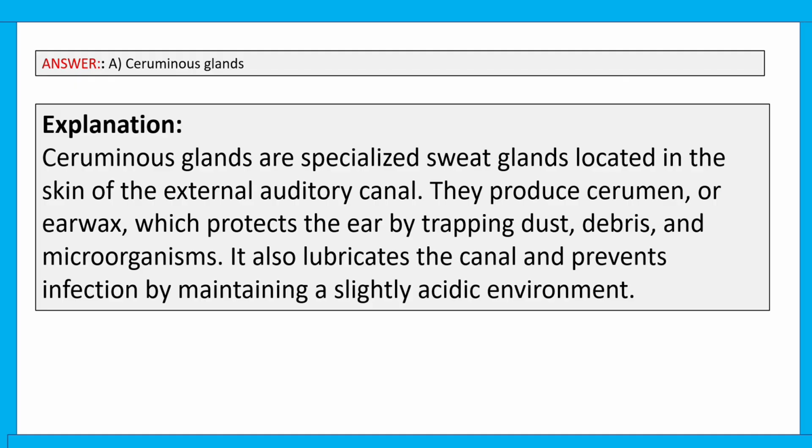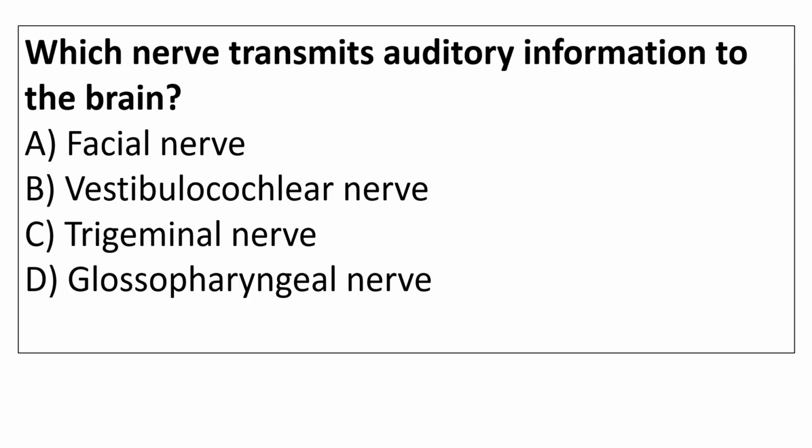Ceruminous glands are specialized sweat glands located in the skin of the external auditory canal. They produce cerumen or earwax, which protects the ear by trapping dust, debris, and microorganisms. It also lubricates the canal and prevents infection by maintaining a slightly acidic environment.